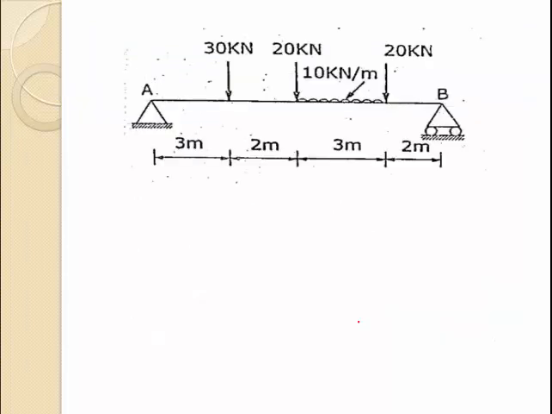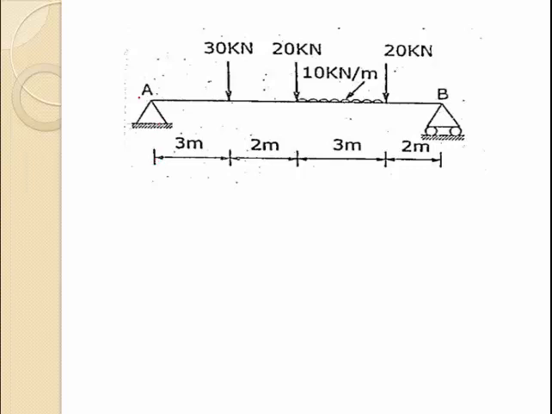To find out the support reactions, in the first step we have to draw the free body diagram. So to draw the free body diagram, we have to convert all the special loading conditions into point loading conditions, and we have to replace the supports by support reactions.